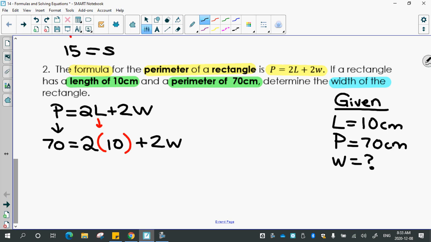So we've got it to where there's just one variable, but we can make the right side nicer by actually multiplying the 2 by the 10. Okay, so that's what I would do next. I'm going to leave this side alone, but I know that that's multiplied, so I'm going to do that. 2 times 10 gives me 20. And now it's a regular solving equations question, where you want to get width by itself.